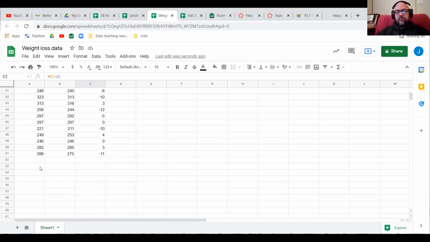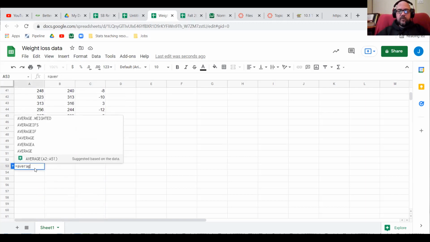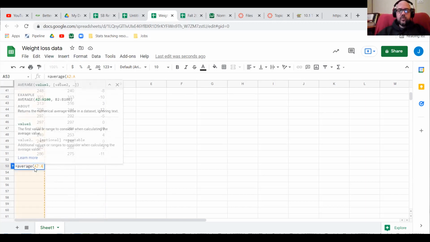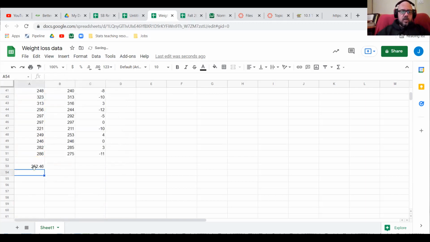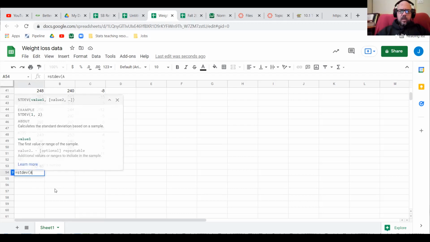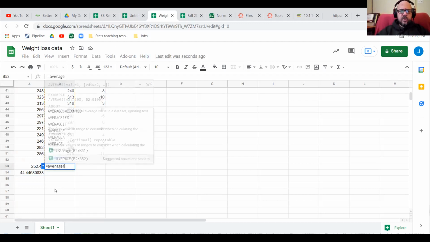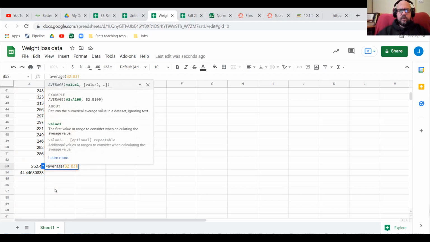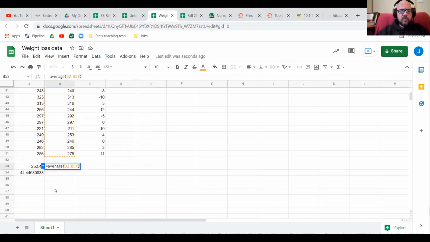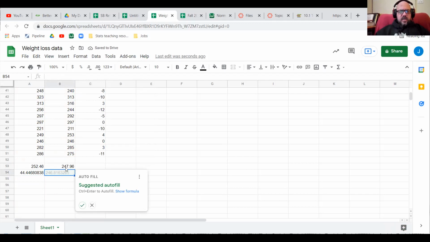So what I want to do is the following. I want to find the average, right? So average of A2 through A51, I think. Yeah. So the average weight before is 252.46, and I want to do the standard deviation of A2 to A51. I said 52, I meant 51. All right, and then we've got equals average of B2 to B51. All right, so it looks like the average weight loss was like 5-ish pounds.